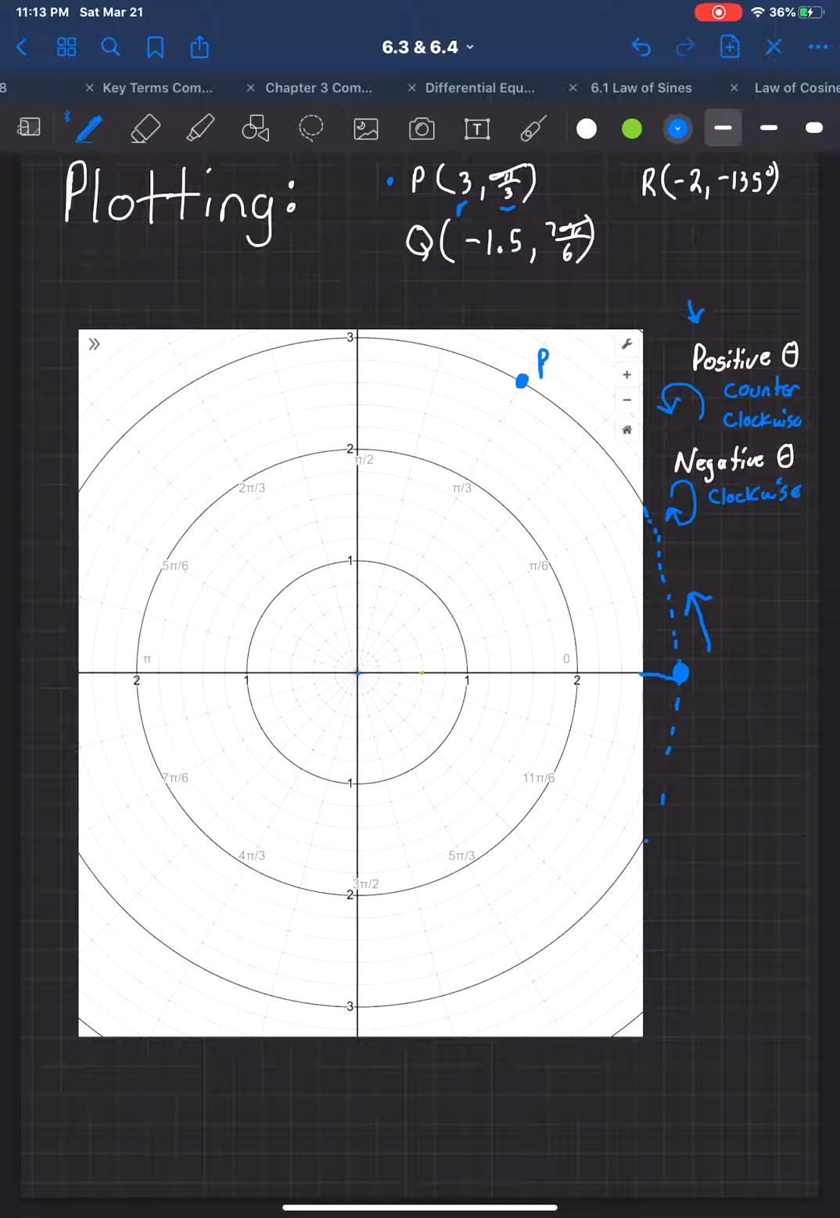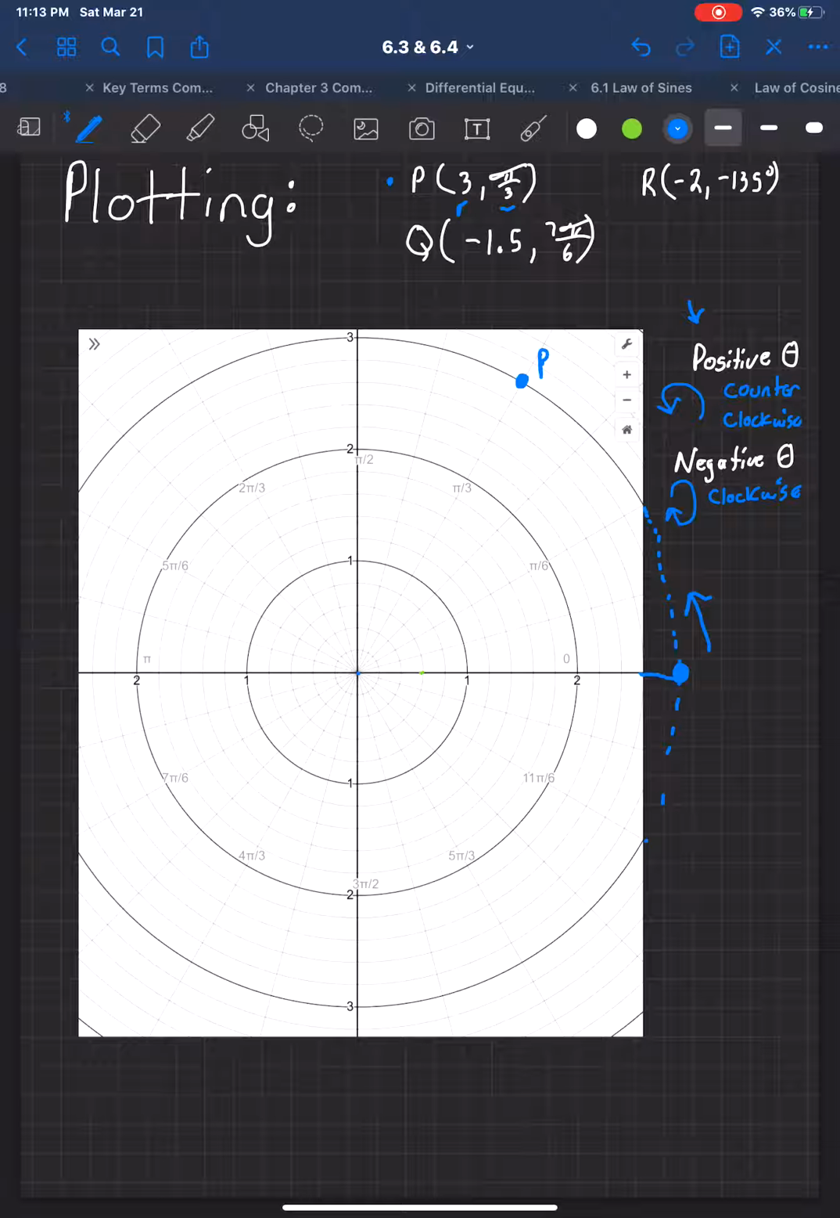All right, so again, notice how the graph looks. The difference between the rectangular coordinate system and the polar coordinate system is that the polar coordinate system has all of these concentric circles that are all emanating from the origin, from the pole.